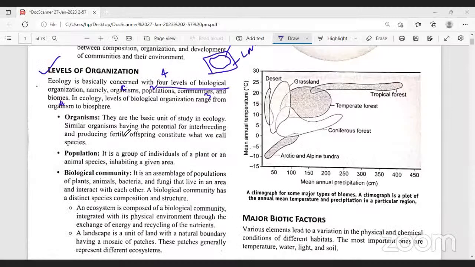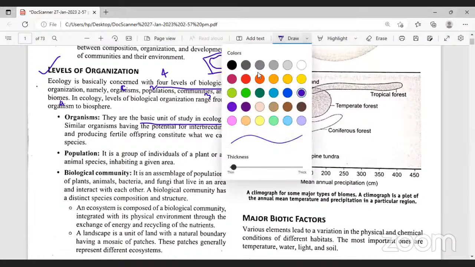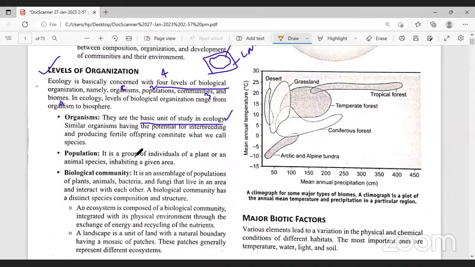See this one. Range. First one is called organisms. They are the basic unit of study in ecology. Don't forget, my dear students, which one is the basic unit of ecology? They asked so many times. This is very, very important. Which one is the basic unit of ecology? Organism is the basic unit of ecology.